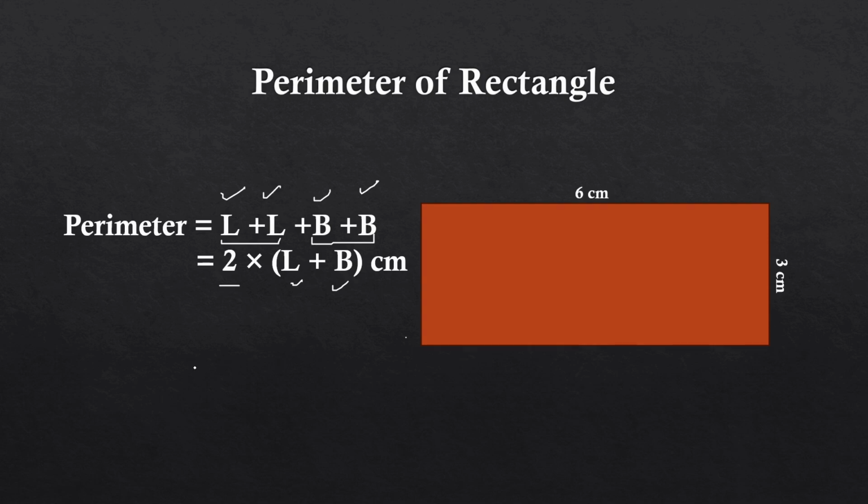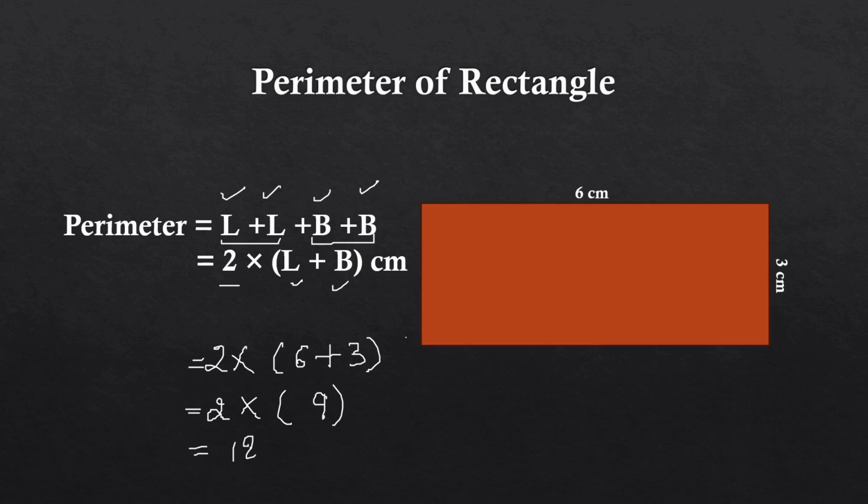So here, the length is 6 and the breadth is 3 centimeter. So we will write 2 times 6 plus 3, which makes 9. Now we are going to multiply 2 with 9. That gives us 18 centimeter. So the perimeter for this rectangle is going to be 18 centimeter.